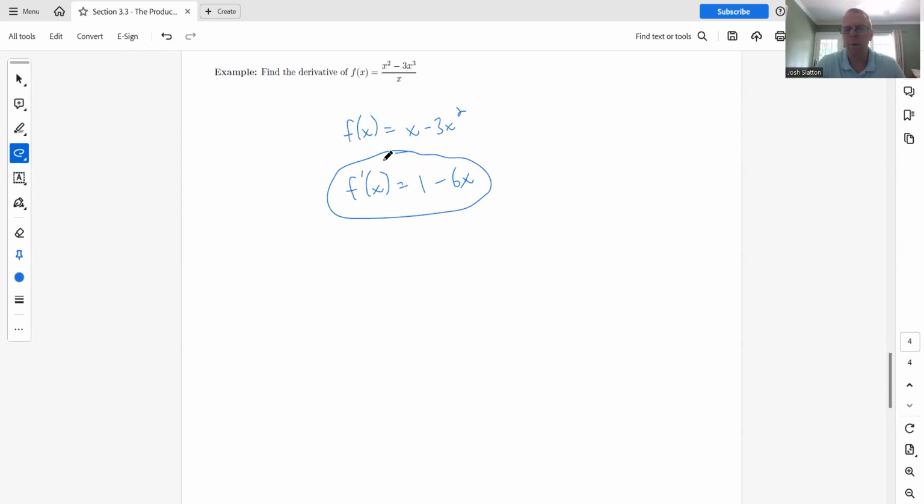Kind of like what I said on the product rule, quotient rule especially, the more you practice this, the easier it gets. And it's not hard, but you got to be careful with algebra. You got to know the formula.